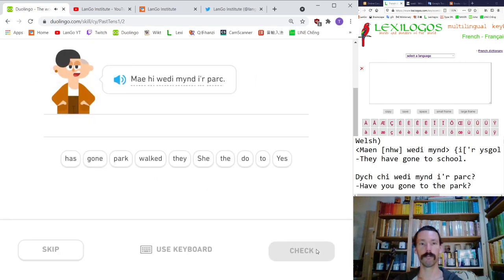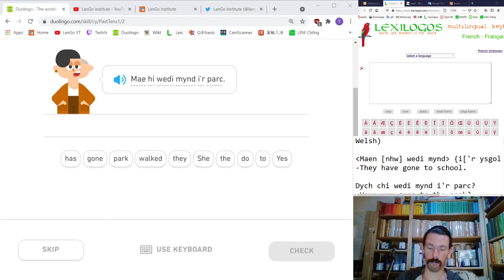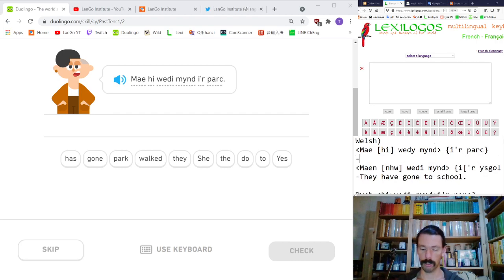Mae hi wedi mynd i'r parc. Mae hi wedi mynd. Same as this one above. She has gone. Mae hi, pronoun she, wedi, mynd, i'r parc.